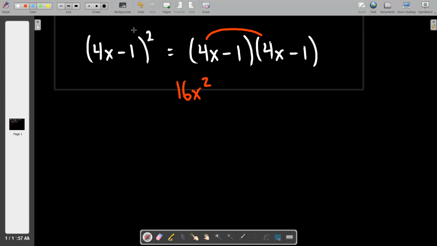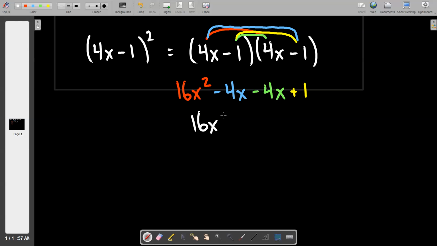16x squared. And what is 4x all the way across times negative 1? Right. And then what is negative 1 times 4x? Right. And then what is, for the capper, negative 1 times negative 1? Right. There's very little meat on this bone. There's very little reason for anyone to miss these. It's pretty basic stuff. And then when we see the ending, we get 16x squared. And how many x's? Negative 8x, or minus 8x, and then plus 1.